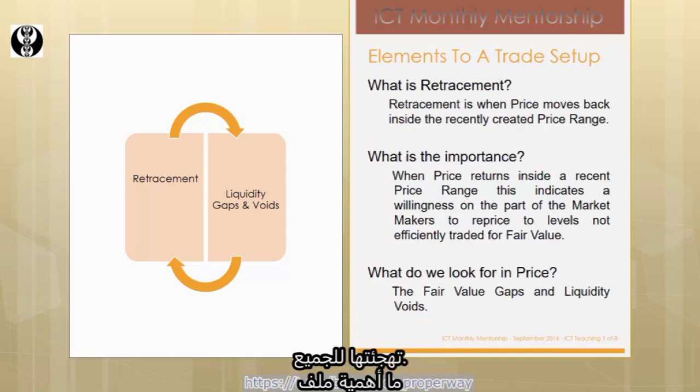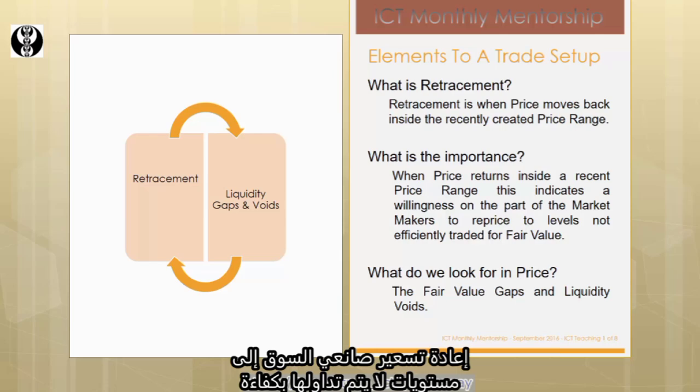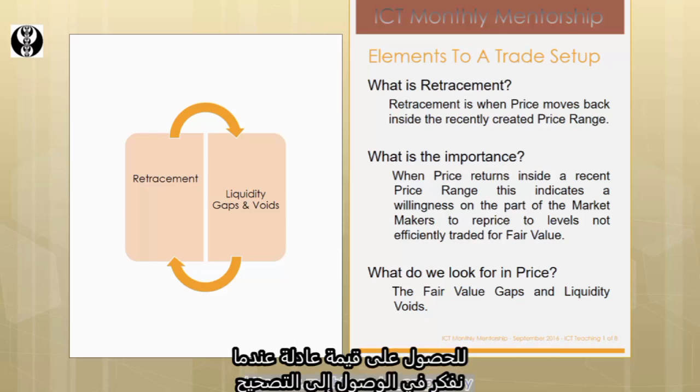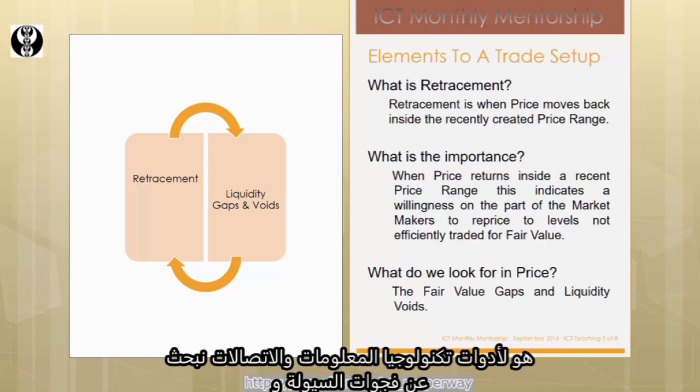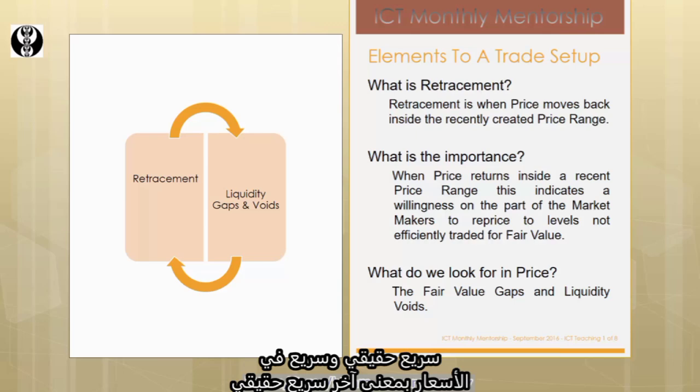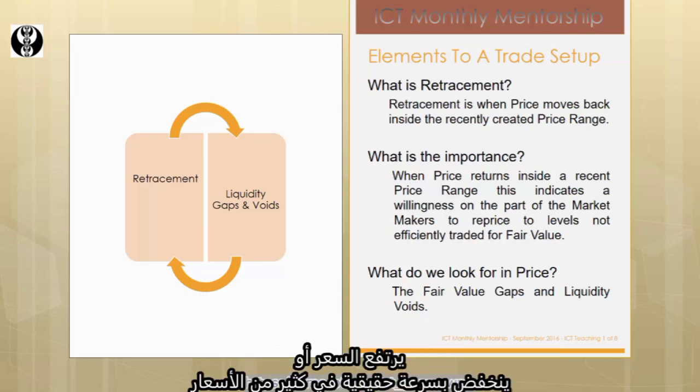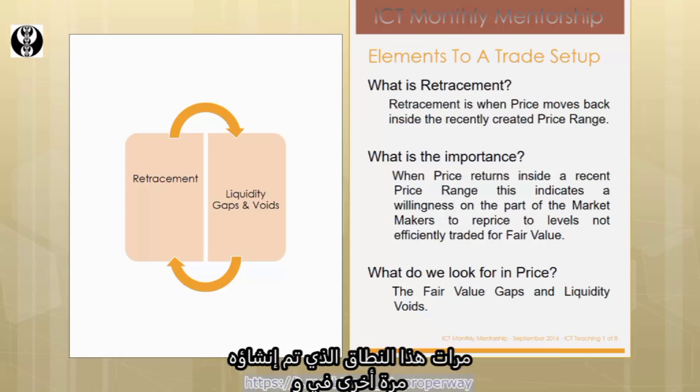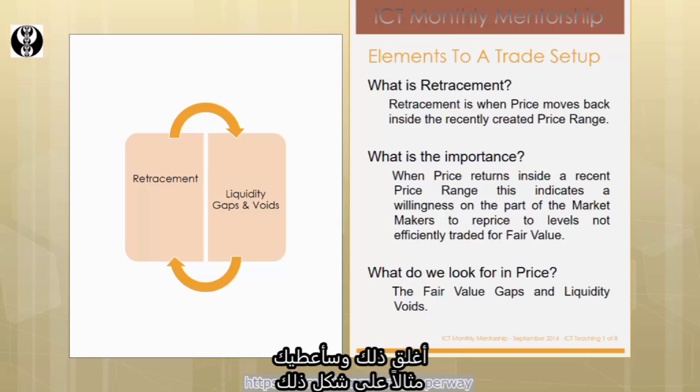What's the importance of the retracement? Well, when price returns inside a recent price range, this indicates a willingness on the part of the market makers to reprice to levels not efficiently traded for fair value. When we're thinking retracement, the go-to is for ICT tools, we're looking for liquidity gaps and liquidity voids. When we see run-ups in price real quick and run-downs, in other words, real quick rallies up or real quick rallies down in price, many times that range that's created will want to come back in and close that in. And I'll give you an example what that looks like now.